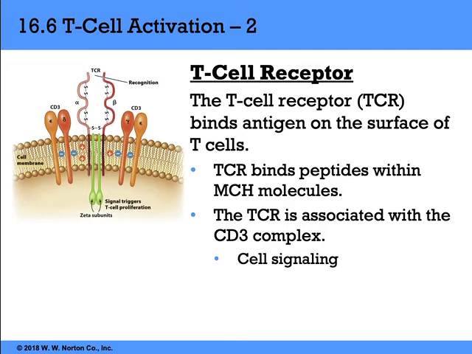So the T cell receptor is found on T cells, okay, regardless of the type, right? Cytotoxics, helper Ts, regulatory Ts, and memory Ts all have the T cell receptor, okay? They bind the antigen on the surface of the T cell. So the T cell receptor binds peptides within the MHC, and it is also associated with something called CD3, okay.